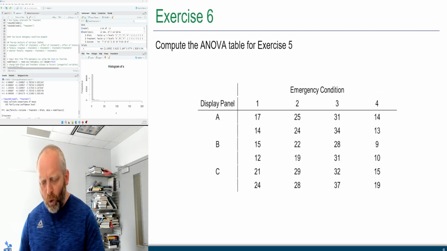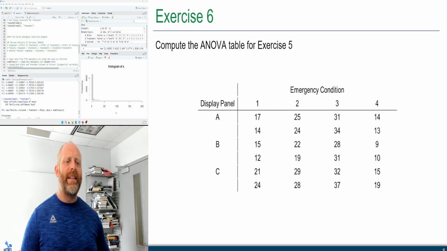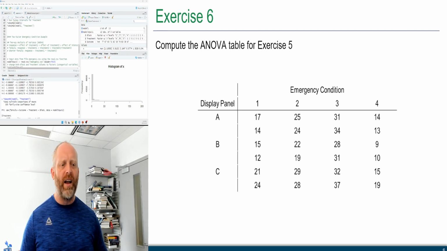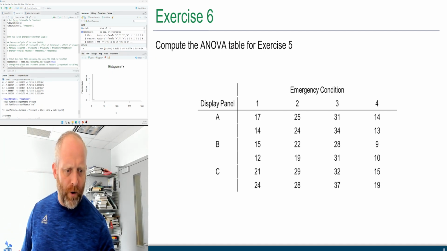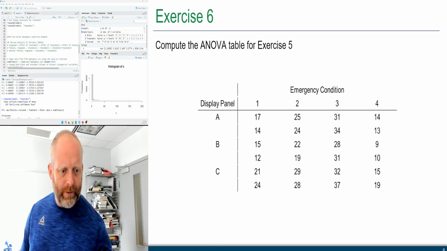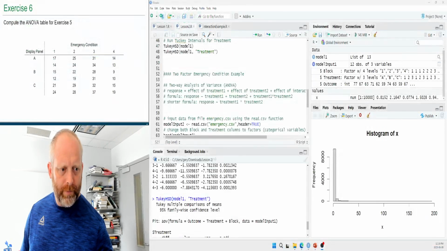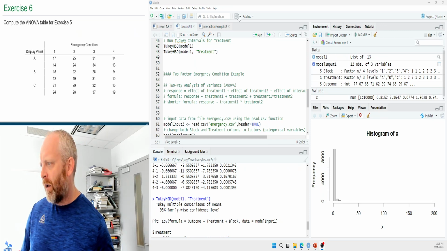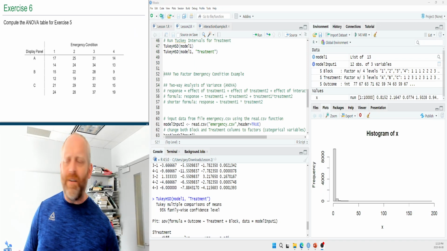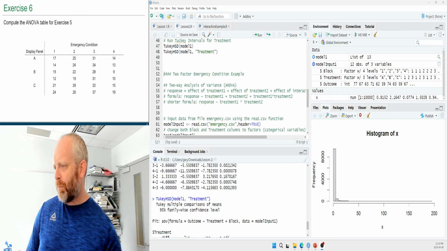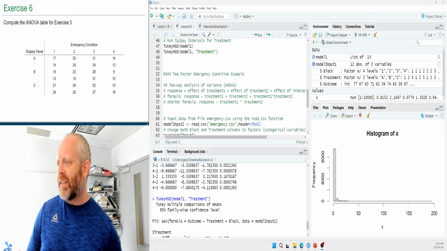All right, so before we get into the actual hypothesis test, or the 3 different hypothesis tests that we are going for here, let's actually compute the ANOVA table for exercise 5. Now, I'm not going to do this by hand. We are going to do this inside of R. So let's jump over to my R screen. Here we go. All right, 2-factor emergency condition example. This starts at line 52. I have a little bit of a blurb here of exactly how we break these things down.